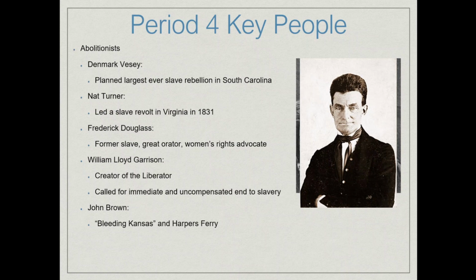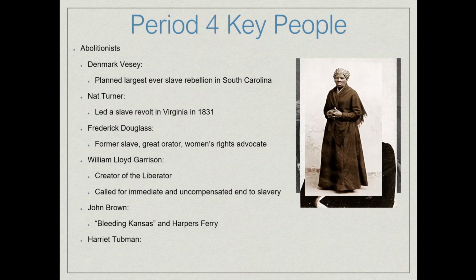John Brown is going to be one of the people that goes to Kansas, which we'll talk about next unit. John Brown's going to attack Southerners and attack slave owners in Kansas, and he eventually does the raid in Harper's Ferry. Harriet Tubman leads the Underground Railroad.